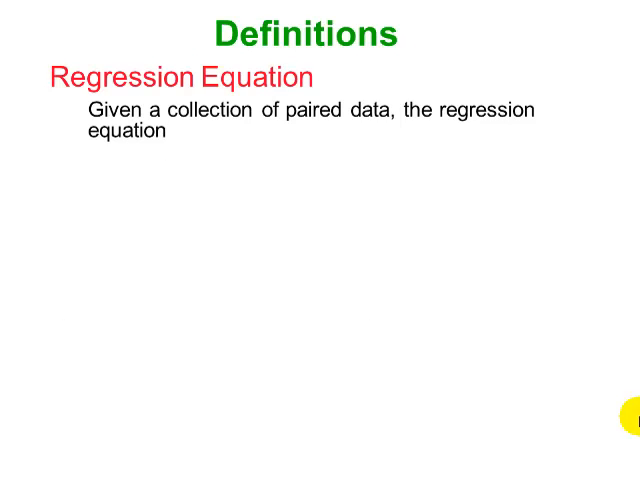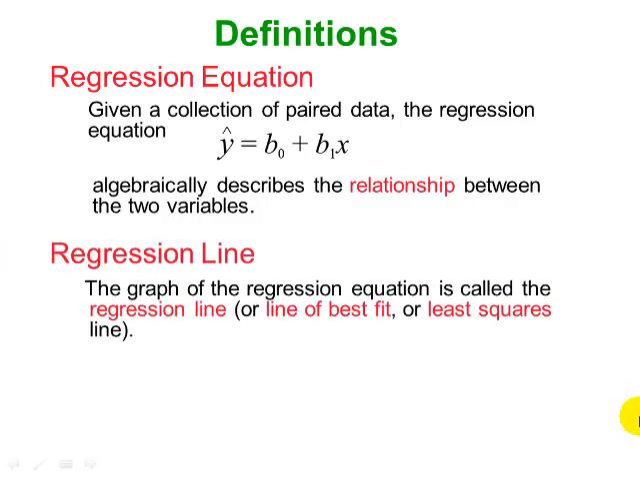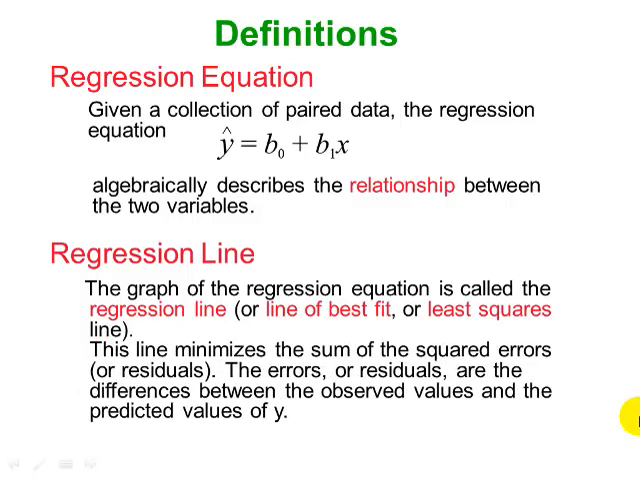So given a collection of paired data, the regression equation y hat equals b sub 0 plus b sub 1 x algebraically describes the relationship between the two variables. And the line that is the graph of this equation is called the regression line. It's also called the line of best fit or the least squares line. And what this line does is it minimizes the sum of the squared errors or residuals. The errors or the residuals are the differences between the observed values and the predicted values of y.